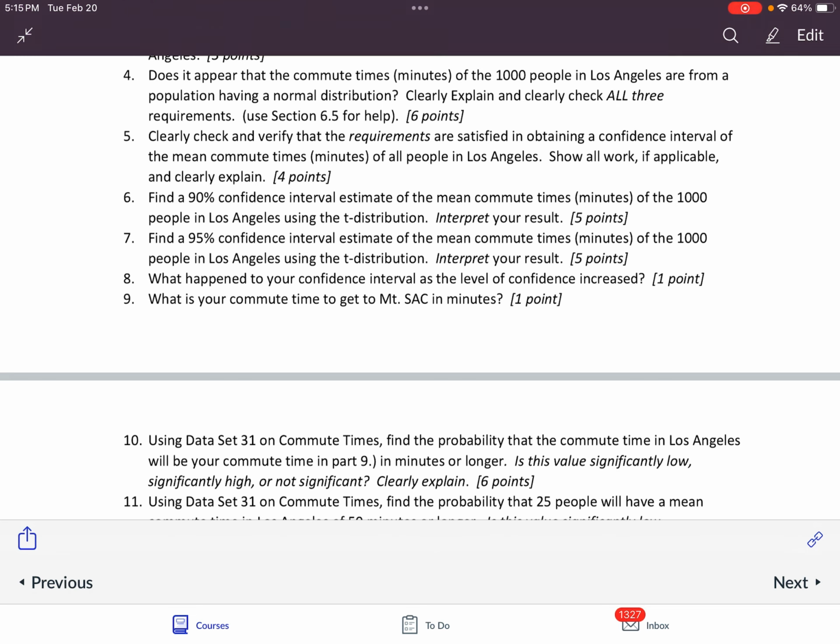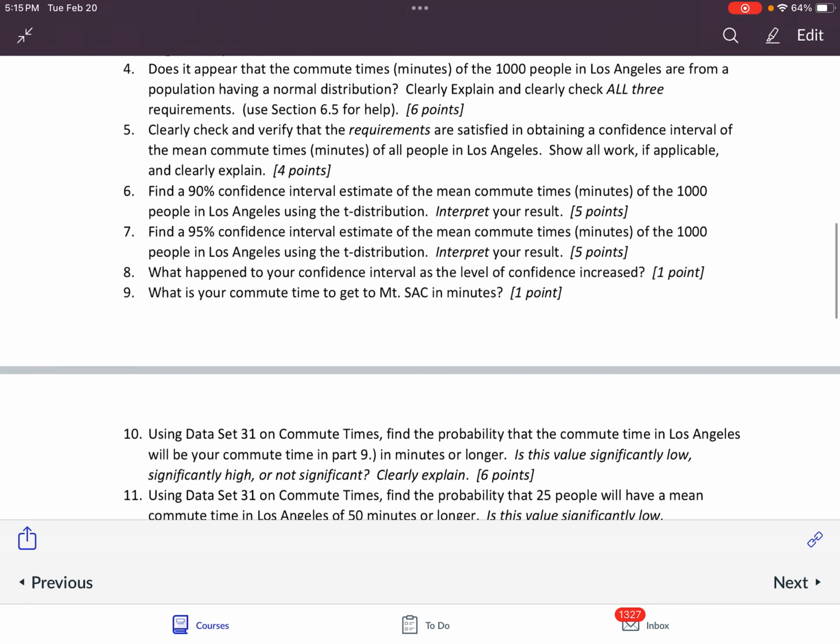So go back and look in section 6.5. You should have 3 things written down there that you will have to check. One of them is going to have to deal with a histogram being roughly bell-shaped. One's going to be about outliers, and the third would be about the normal quantile plot.